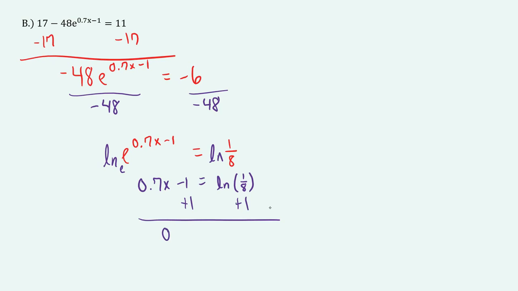So that means I'm left with 0.7x equals the natural log of 1/8 plus 1. And so then all we have to do now is divide both sides of the equation by 0.7 to get x by itself. So then if we put all of that in our calculator, the natural log of 1/8 plus 1, all divided by 0.7, we should get x equals -1.54.